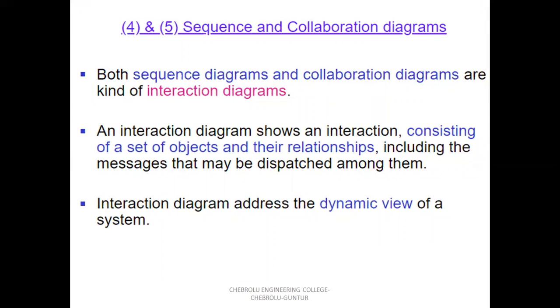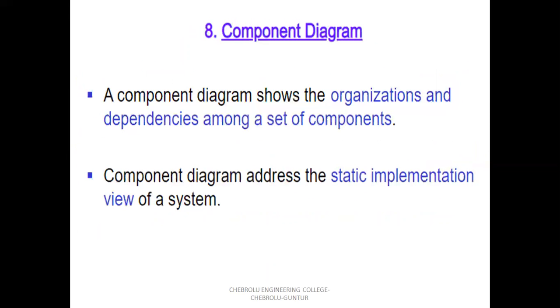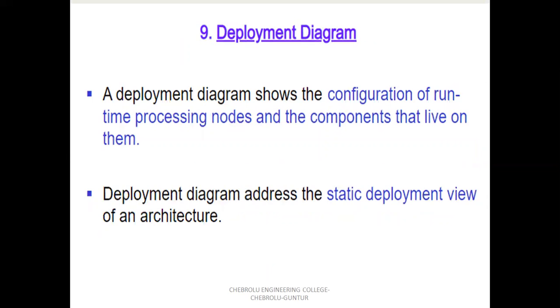Next one, component and deployment diagram. The component diagram shows the organization and the dependencies among a set of components. The component diagram addresses the static implementation view of the system. Next, the deployment diagram shows the configuration of runtime processing nodes and the components that live on them. The deployment diagram addresses the static deployment view of the architecture.